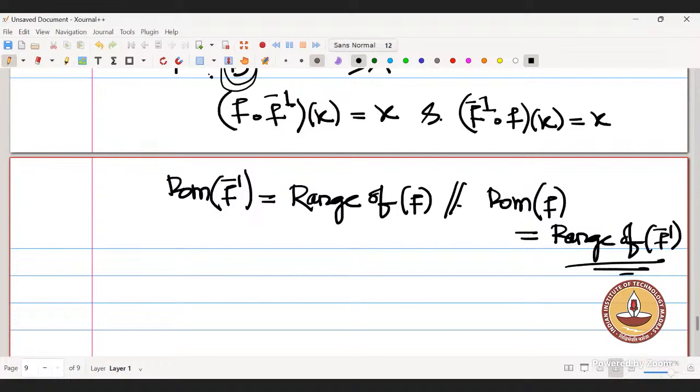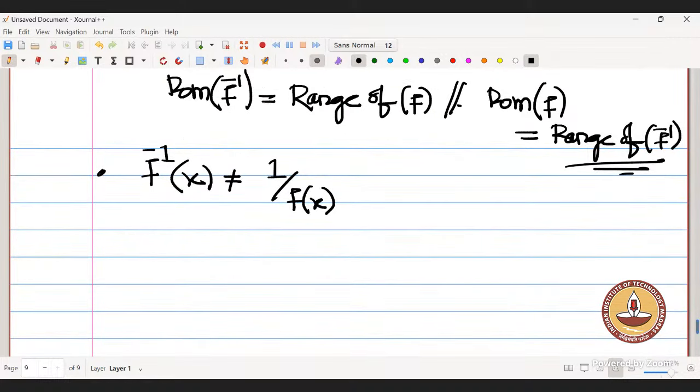And one more thing, most of you make this sort of mistake. There is a difference. This F inverse of X is not equal to 1 by X. These two things are different, so don't treat them as equal.